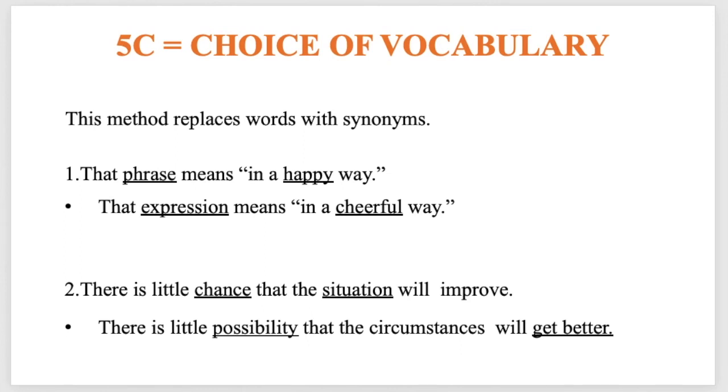And the last technique is the choice of vocabulary. This method replaces words with synonyms. That phrase means in a happy way becomes that expression means in a cheerful way. So you just find a similar word. And this one also, you can do it in Microsoft Word. You just go to the synonyms and you can see what the similar words are. There is little chance that the situation will improve becomes there is little possibility that the circumstances will get better.